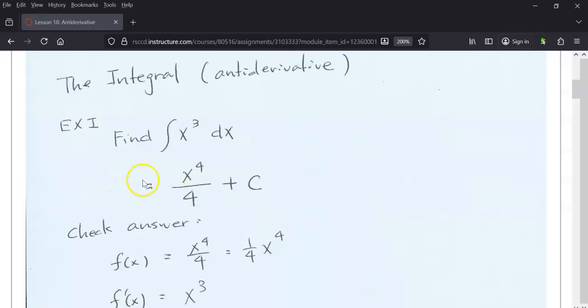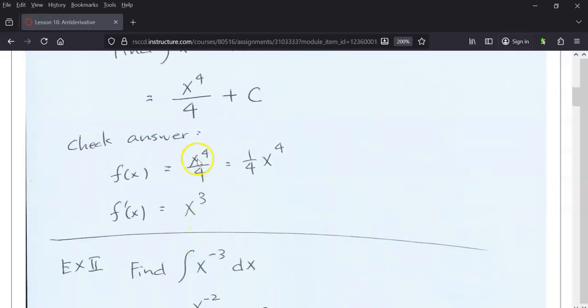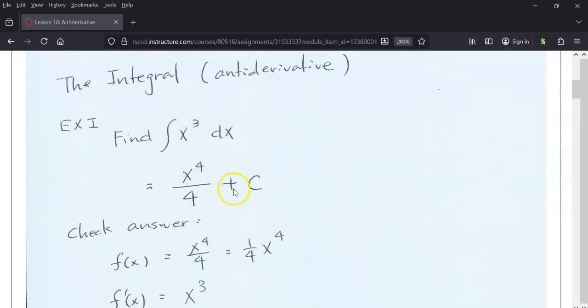If you go back and check the answer, like what we did here, you reverse and take the derivative of x to the fourth power divided by 4, which equals 1/4 x to the fourth. When you take the derivative, you get x cubed. And that's what we should be expecting.